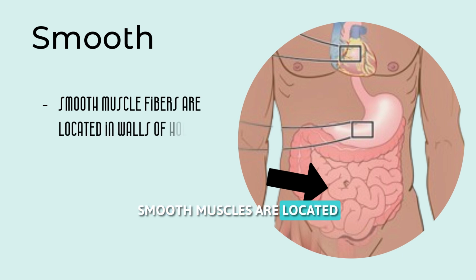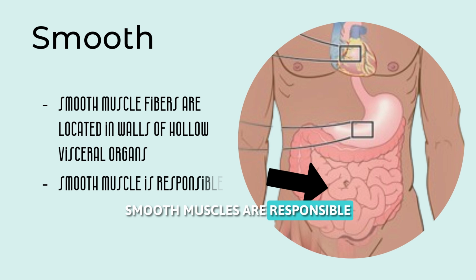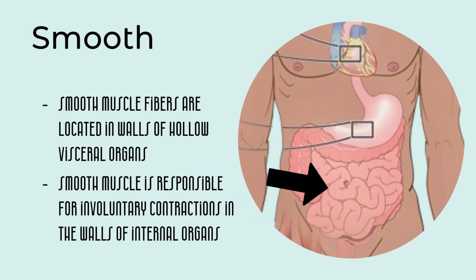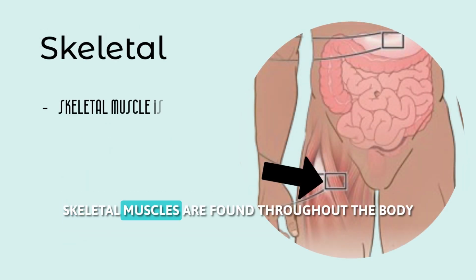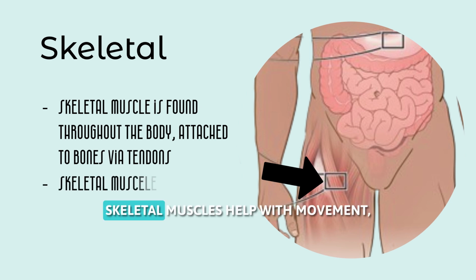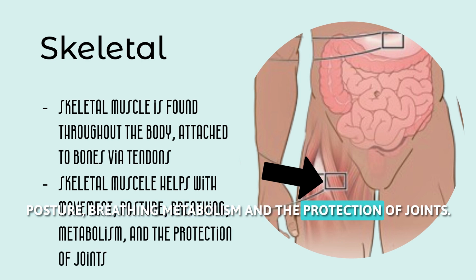Smooth muscles are located in the walls of hollow visceral organs. Smooth muscles are responsible for involuntary contractions in the walls of internal organs. Skeletal muscles are found throughout the body, attached to bones via tendons. Skeletal muscles help with movement, posture, breathing, metabolism, and the protection of joints.